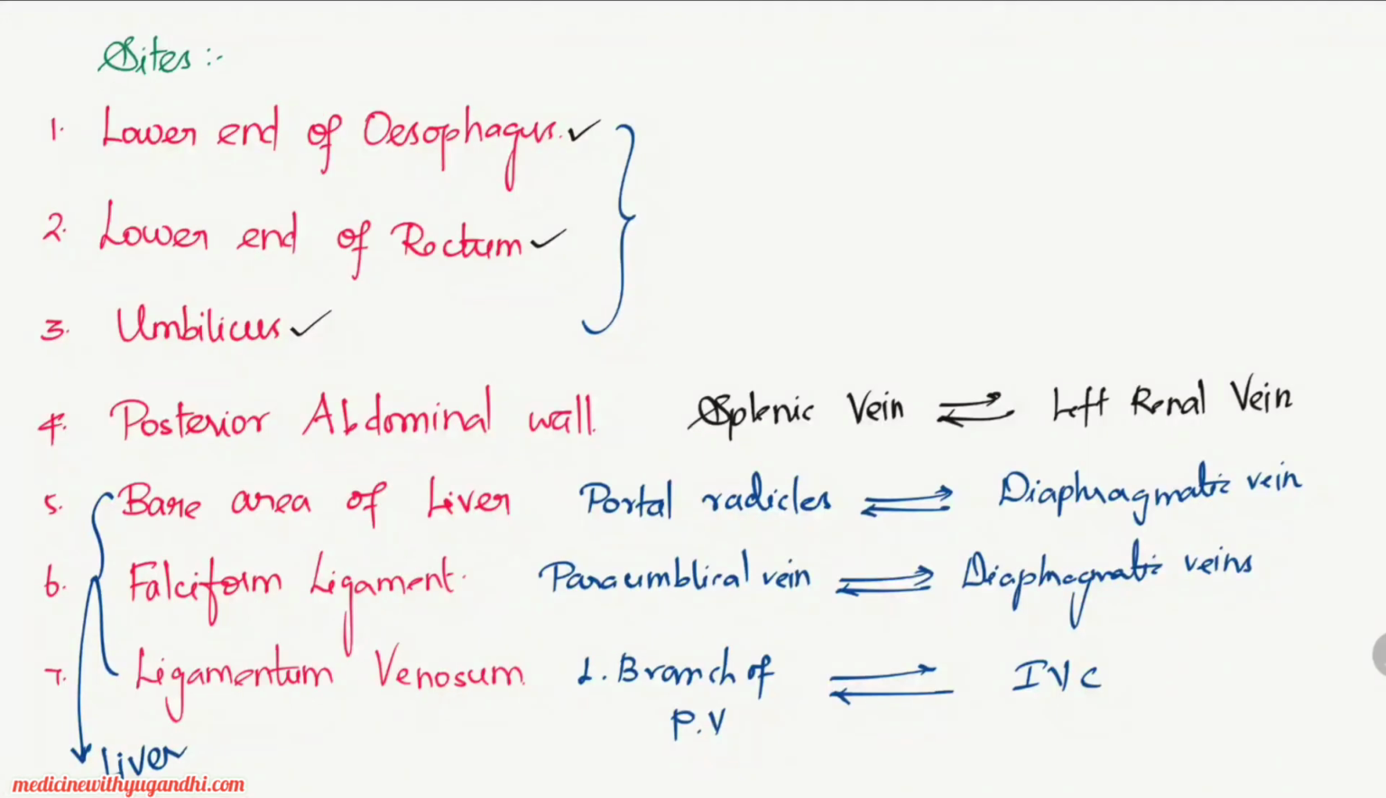Then coming to the next site, that is the posterior abdominal wall. The splenic vein, which belongs to the portal system, anastomoses with the left renal vein. And on the bare area of the liver, you could find some portal radicals arising, so that anastomoses with the diaphragmatic vein, which is a systemic vein. Then at the site of the falciform ligament, the paraumbilical vein, which drains into the left branch of the portal vein, anastomoses with the diaphragmatic veins. And at the site of ligamentum venosum, the left branch of the portal vein anastomoses with the inferior vena cava.